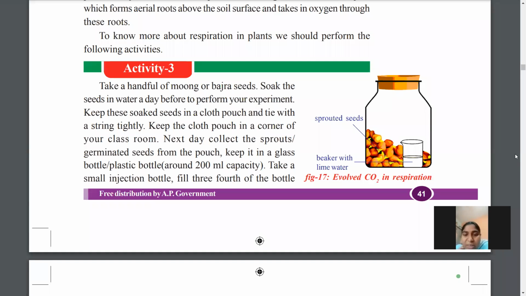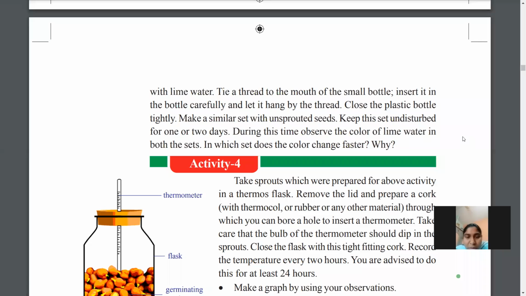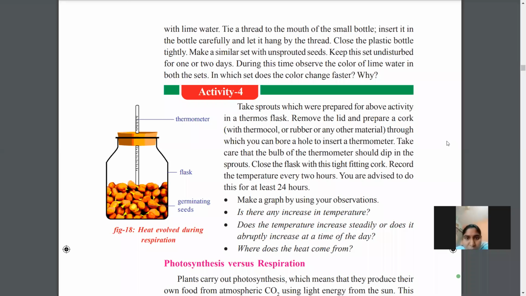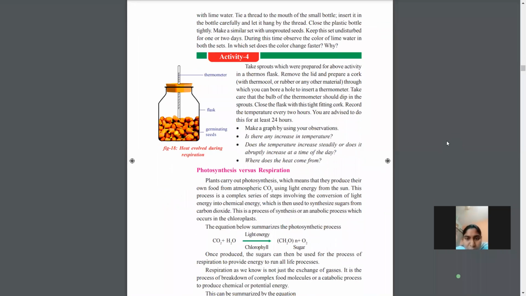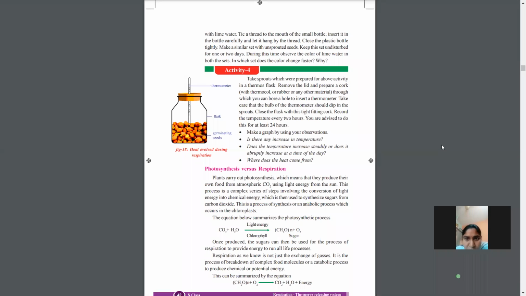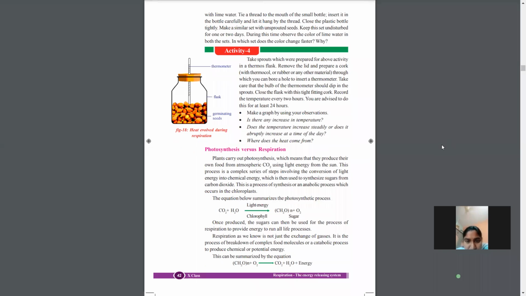So next slide, sir. So next page. Okay, sir.